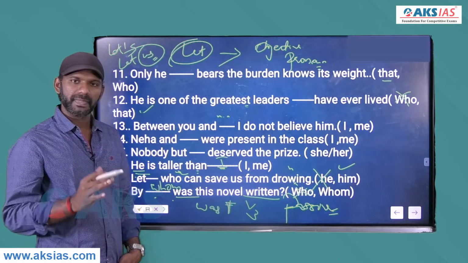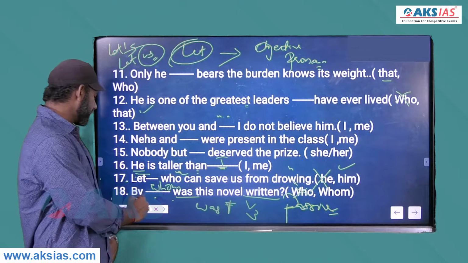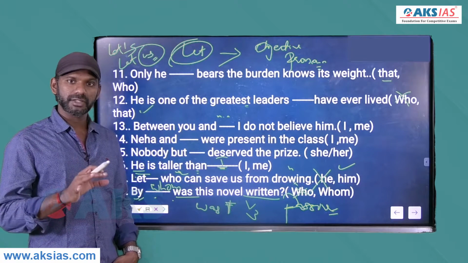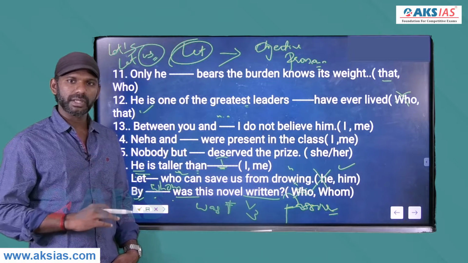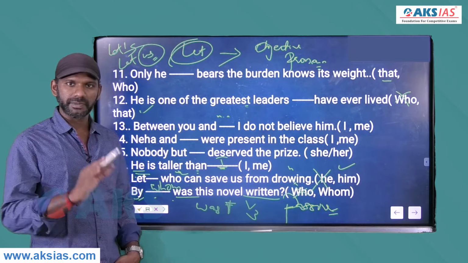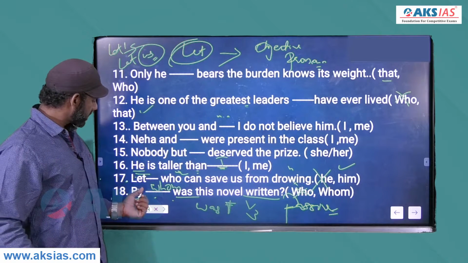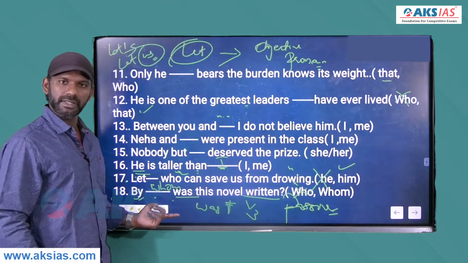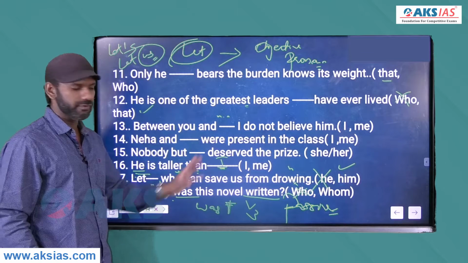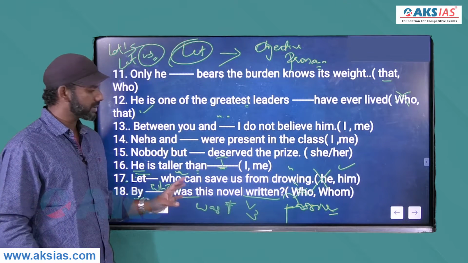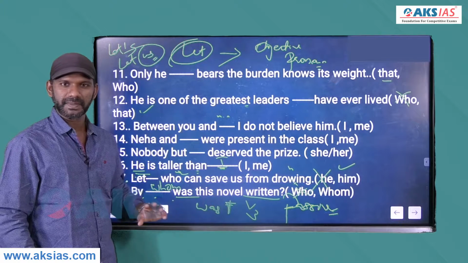That is one reason. Another reason is, by is a preposition. The third rule we discussed in the objective form of pronouns. Any pronoun that comes after a preposition must be in the objective form. By is a preposition, and in this statement, the pronoun is coming after the preposition, so it must be in the objective form. So who is eliminated. The answer must be whom. By whom was this novel written? Clear?